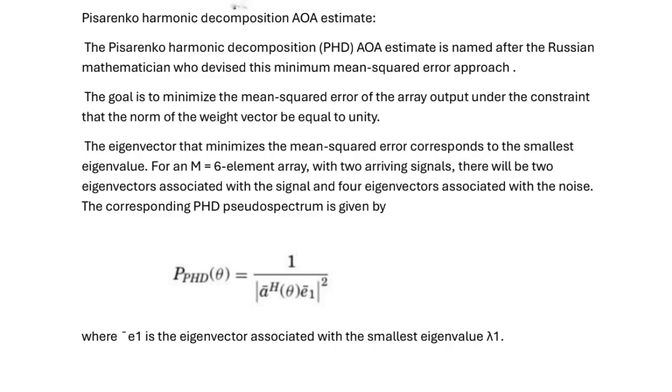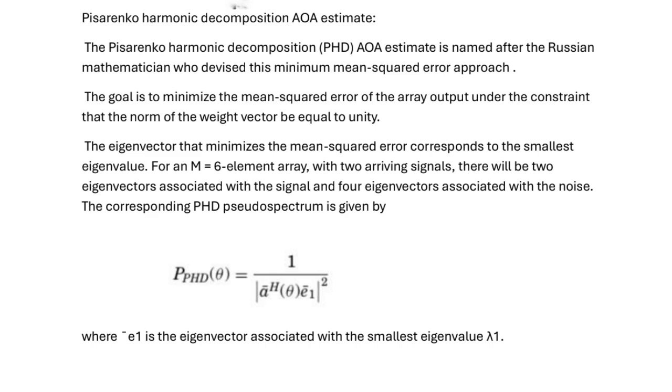The next thing is the Pisarenko harmonic decomposition AOA estimate. The Pisarenko harmonic decomposition AOA estimate is named after the Russian mathematician who derived this minimum mean square approach. The goal is to minimize the mean square error of the array output under the constraint that the norm of the weight vector be equal to unity.